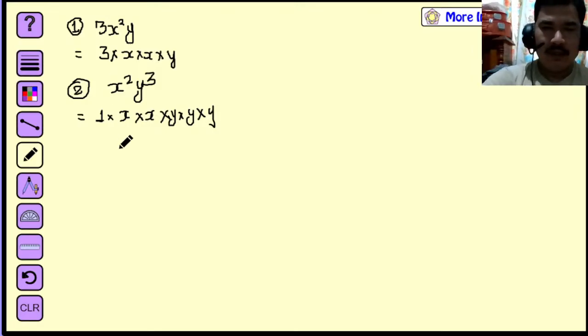Now look here, children, now I am going to show you on the base of this one. I hope you understood how to factorize the monomial one.